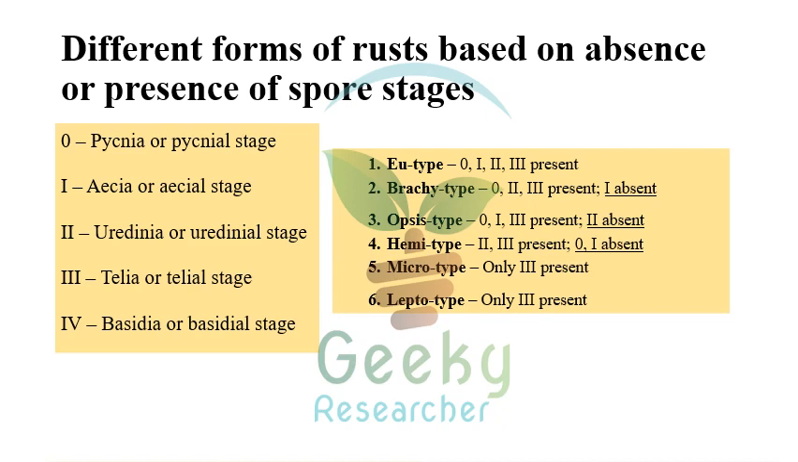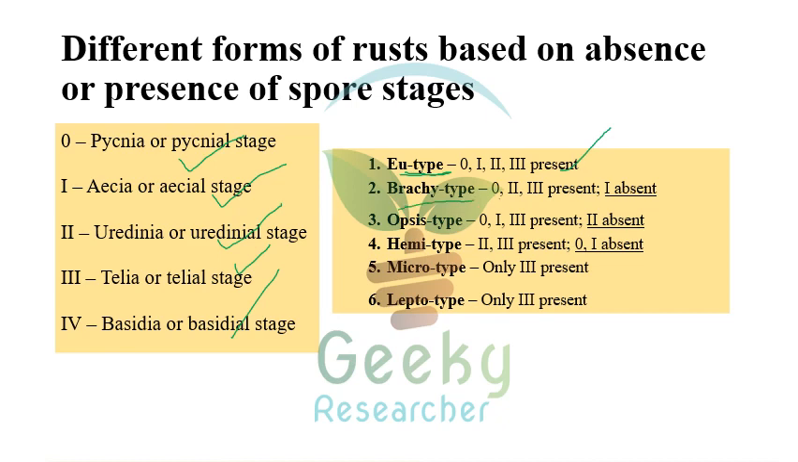Coming to the different forms of rust based on the absence or presence of spore stages: zero stage means pycnial stage, one means aecial stage, two is uredial stage, three is telial stage, four is basidial. We know this very well. So if it is a Eu type, stages 0, 1, 2, 3 are present and the fourth stage, that is basidial, is absent.